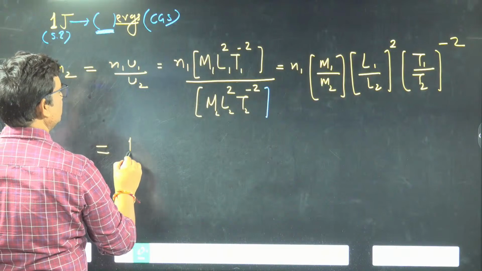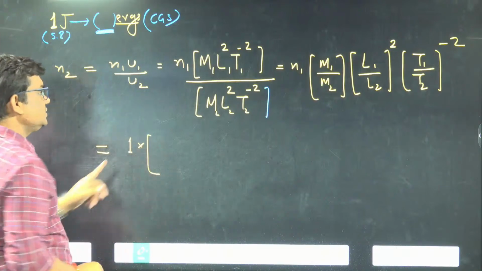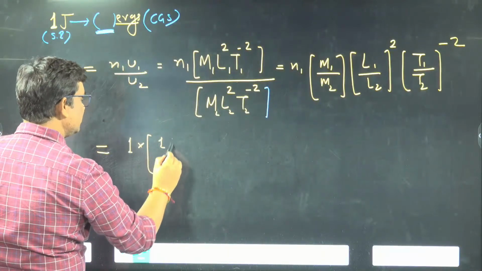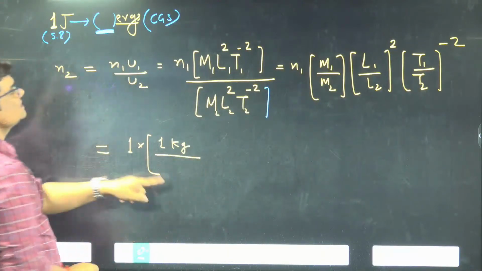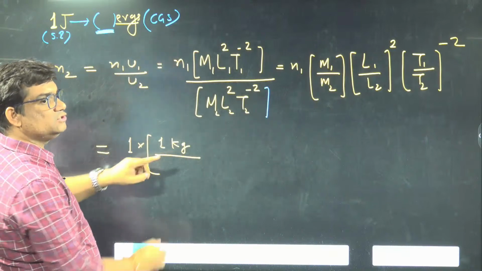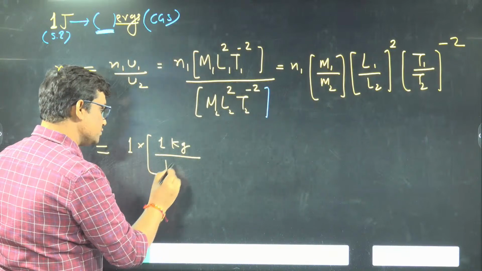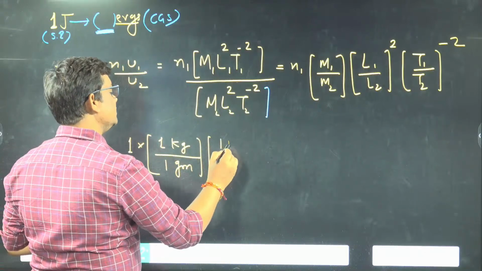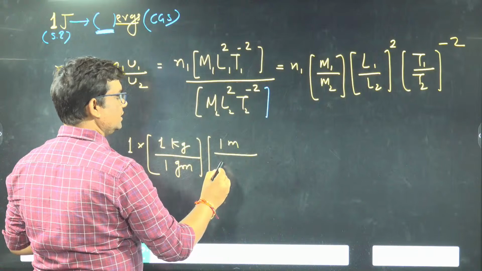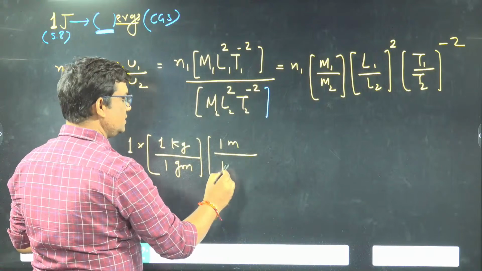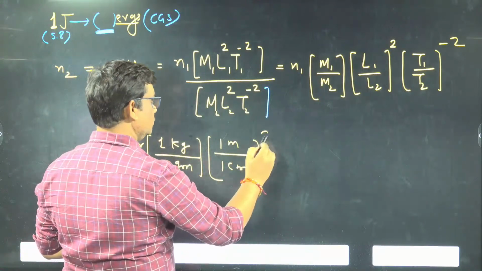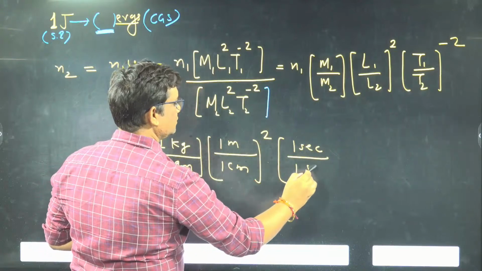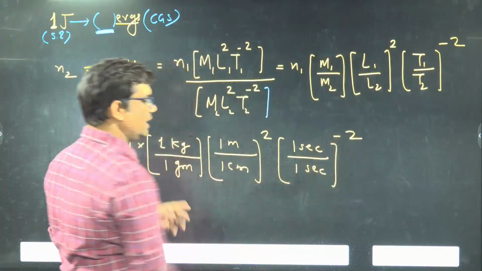So we can say N1 equals 1. In the first system, SI, you will represent mass with 1 kg. But the second system is CGS, and in CGS you will represent mass with grams, so we can say 1 gram. Then in the first system, length we write as 1 meter, and here 1 unit of length will be taken as 1 centimeter power 2. And in the first system, time unit is 1 second, and here also 1 second power minus 2. I hope this step is clear.